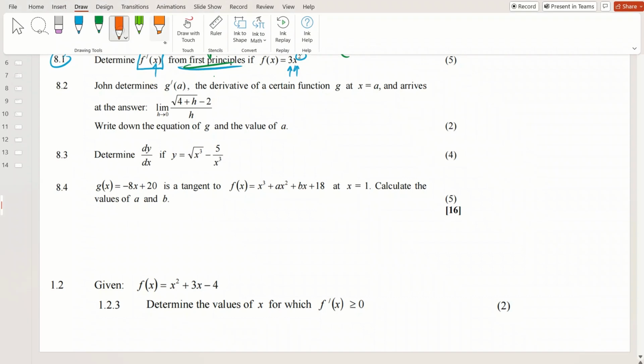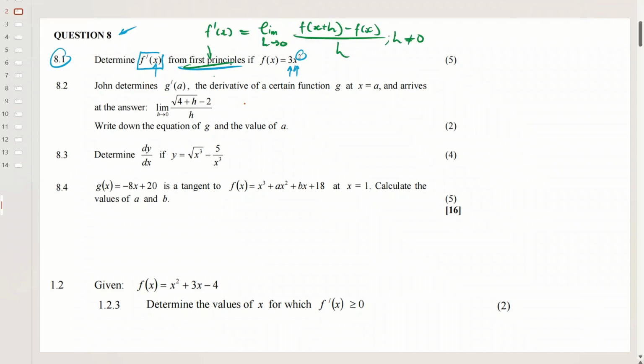So now guys, before we make use of this first principle formula, let's first understand each parameter in this expression. This part here is the derivative of your function f of x. And then this part here is the limit as h approaches 0, meaning we are looking at what's really happening to our expression as h approaches 0, or as h becomes extremely small.